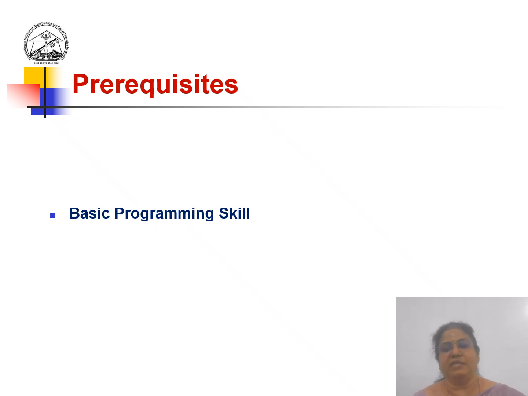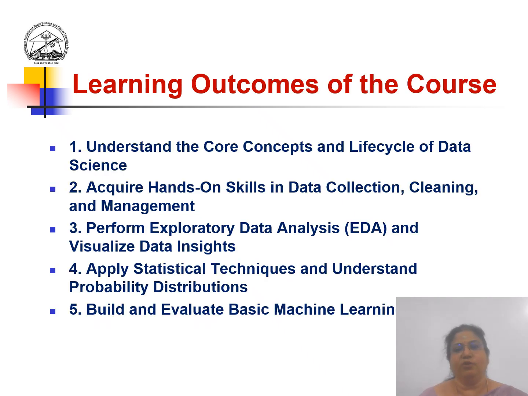The prerequisite for this MOOC course is that students should have basic programming skills and an interest in problem solving and analytical skills. The learning outcomes of the course are to understand the core concepts and life cycle of data science, acquire hands-on skills in data collection, cleaning and management, perform exploratory data analysis and visualize data insights, apply statistical techniques and understand probability distribution, build and evaluate basic machine learning models.